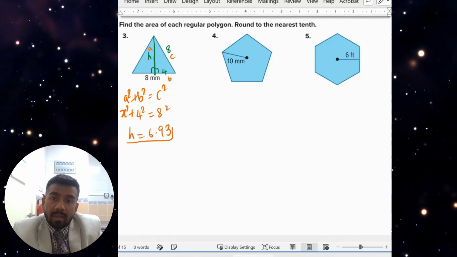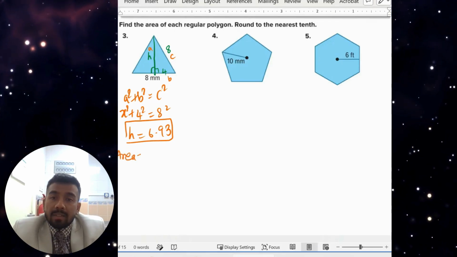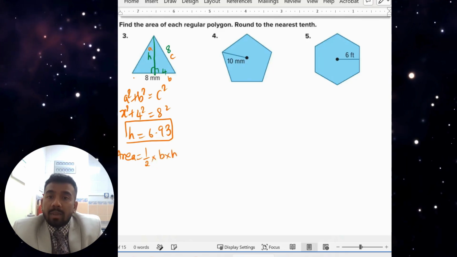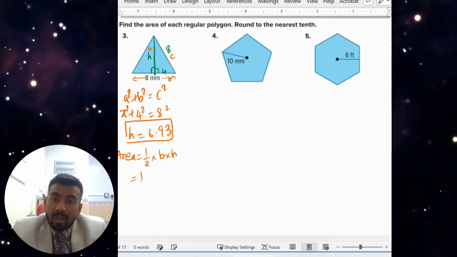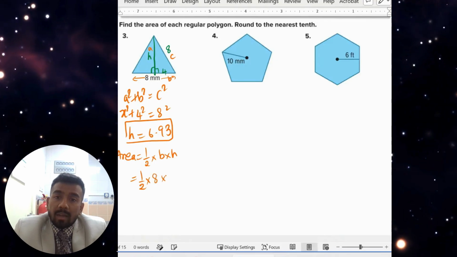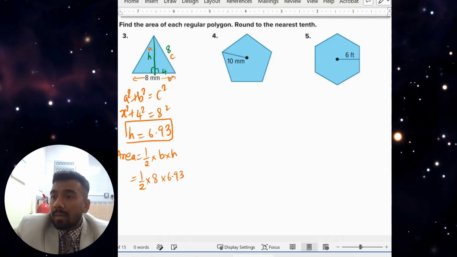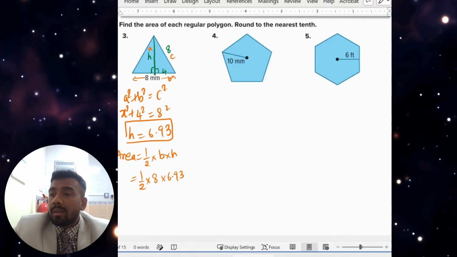6.93. Once you know the height, this is a triangle. What will be the area for a triangle? It's half times B times height. Now what's your B? This is your B, the entire thing. That's your base. So it's half times 8 times 6.93. Okay. Now put it in the calculator. What do you get?